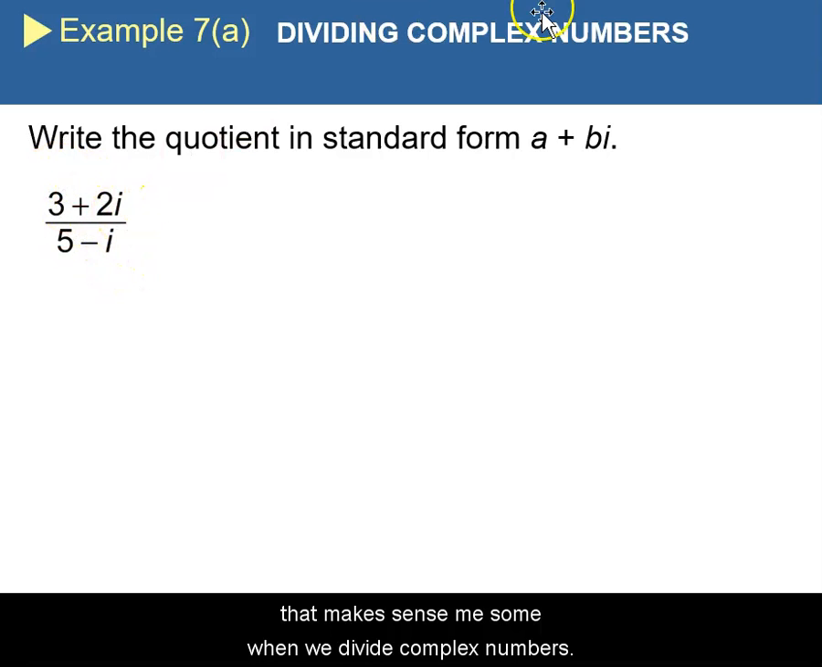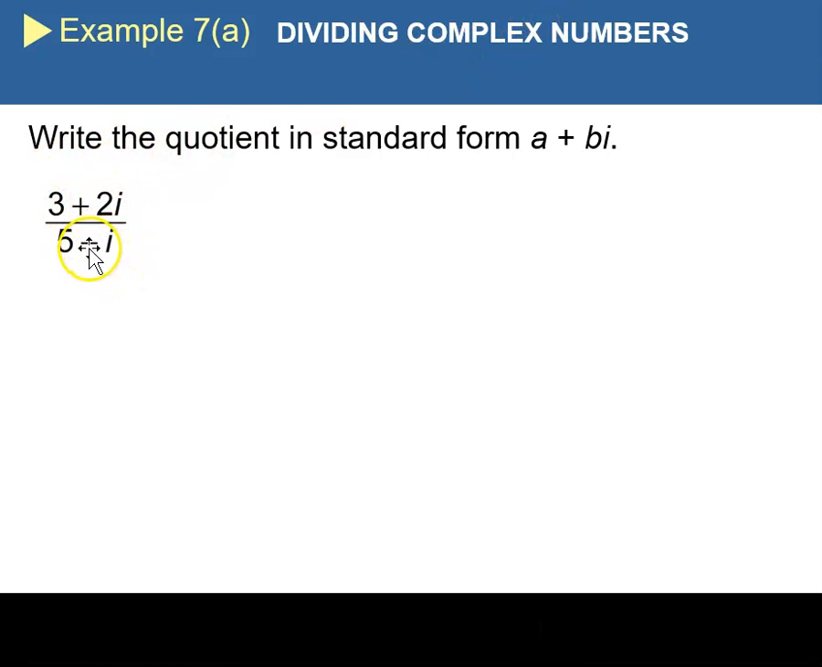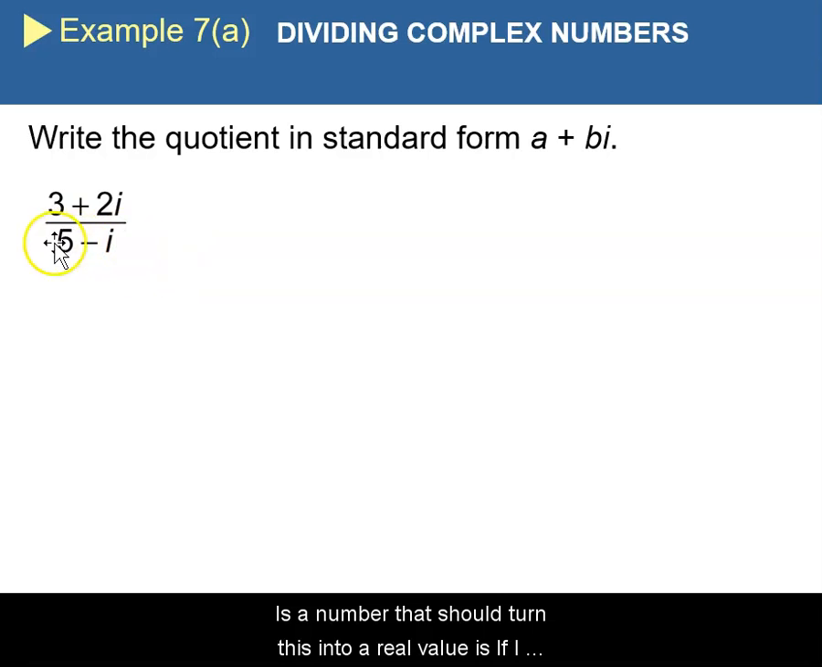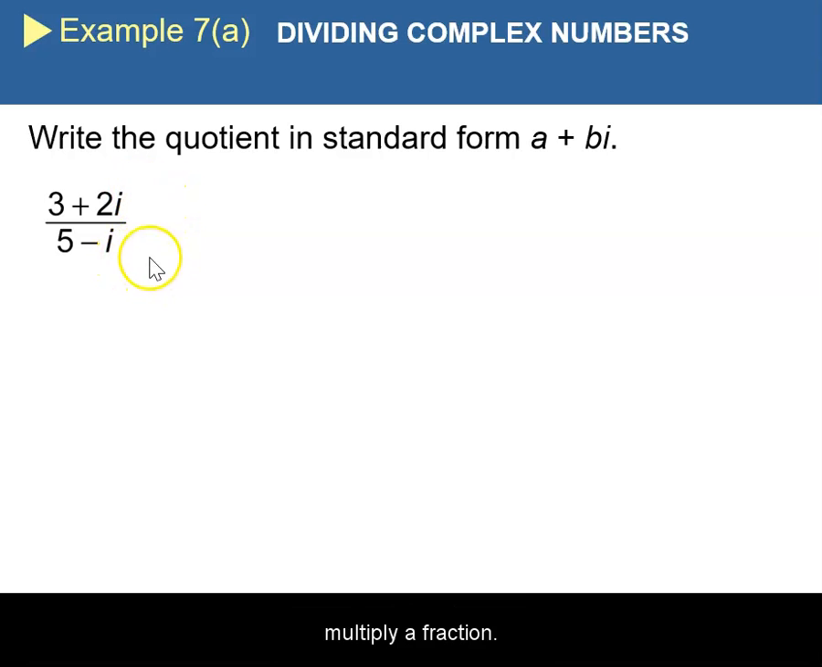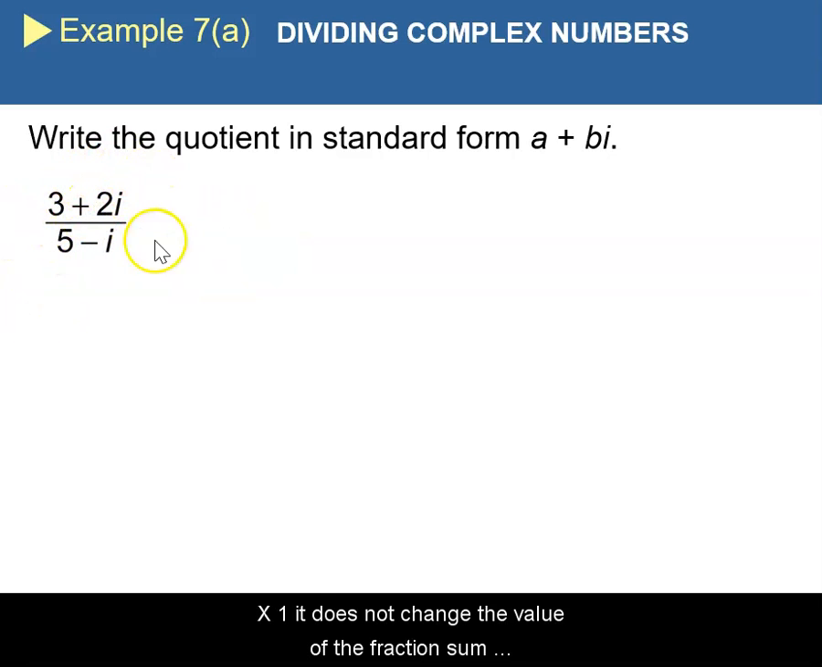So when we divide complex numbers, we need to take this denominator and turn it into a real value. So how do I take something that's complex and turn it into a real value? Well, I multiply this whole number times 1. And the one that I choose is a number that should turn this into a real value. Okay, so I'll use a complex conjugate. So when I say times 1, that means I'm going to multiply the top and the bottom by the same value. Because if I multiply a fraction times 1, it does not change the value of the fraction. So I'm going to multiply it times 1, so the value doesn't change.